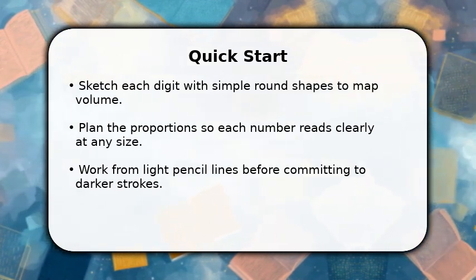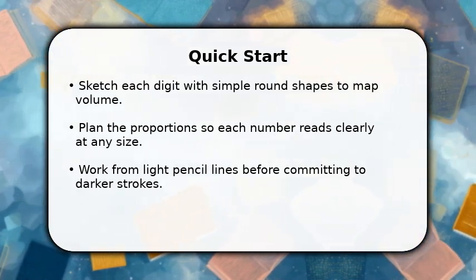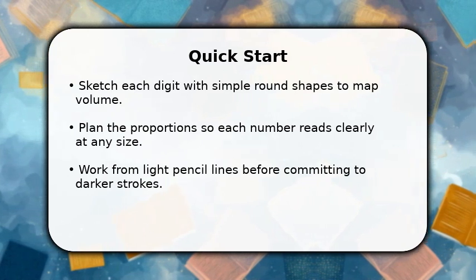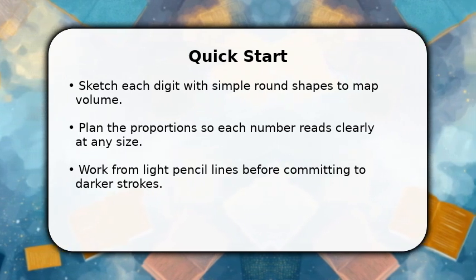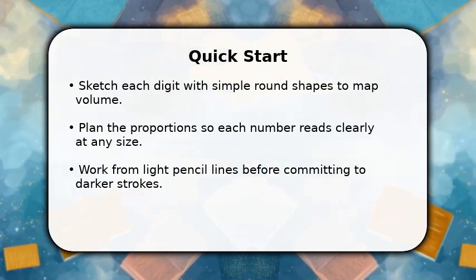Use overlapping contours to imply thickness, then refine with a cleaner outline. Finish by adding soft highlights and shadows to sell the 3D puffiness and make the numbers feel tactile.